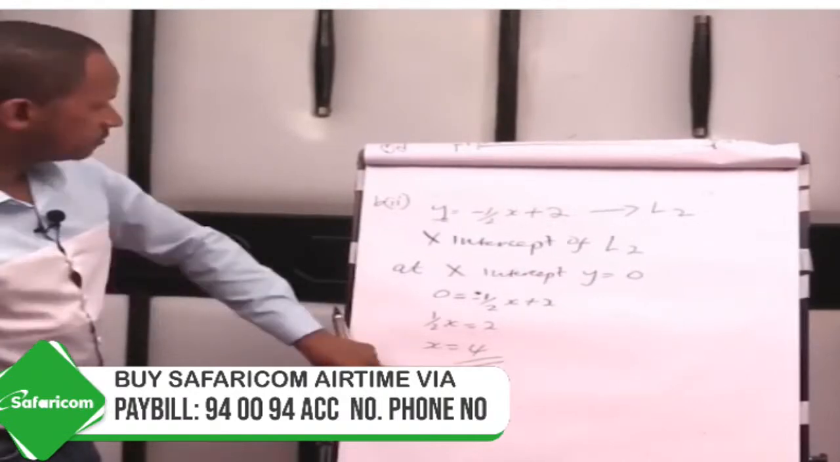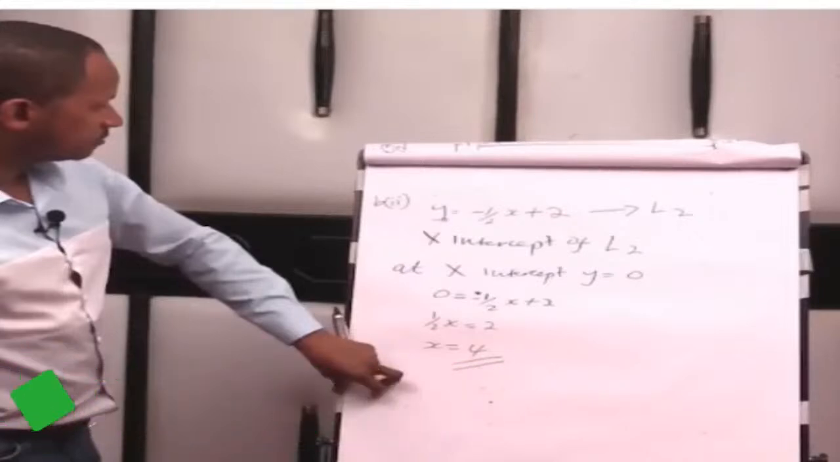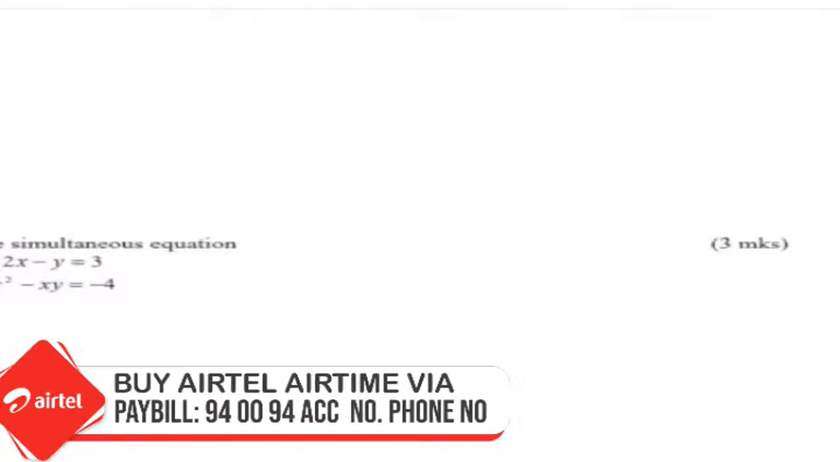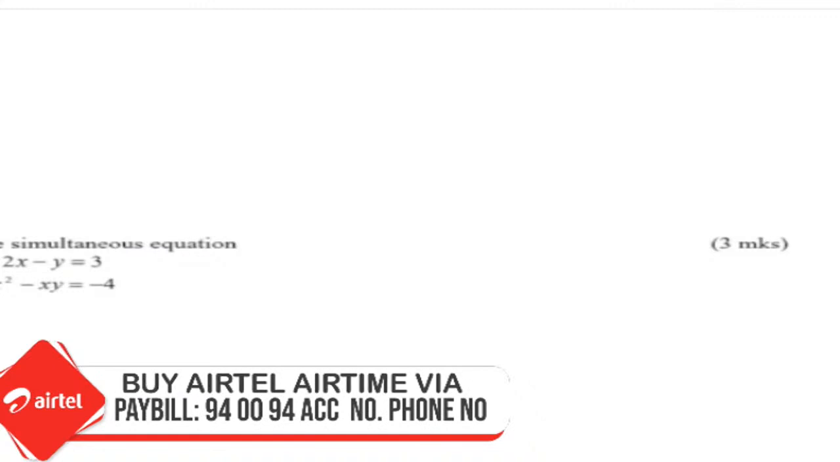The next question, 10: solve the simultaneous equations. Don't be tired, please. Let's just hang on. We are almost through. Solve the simultaneous equations 2x minus y equals 3, and x squared minus xy equals minus 4.